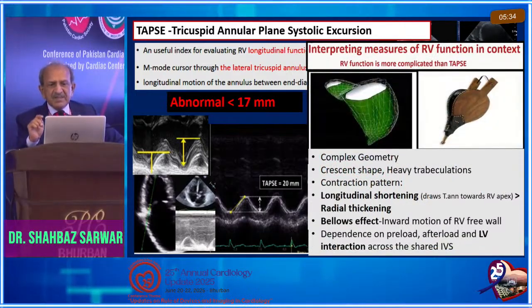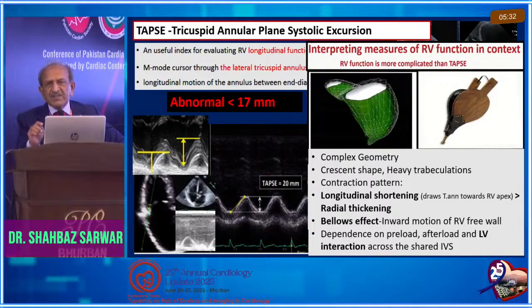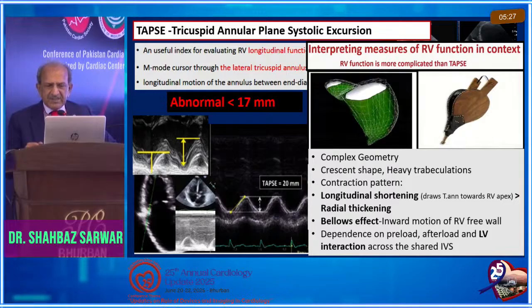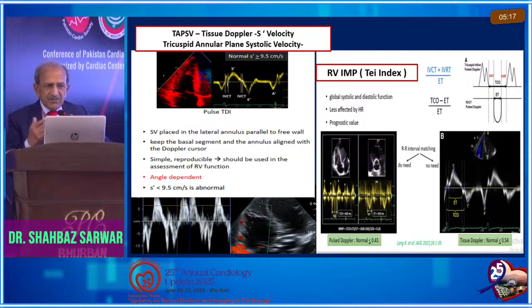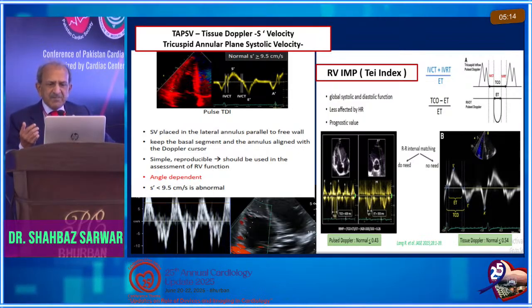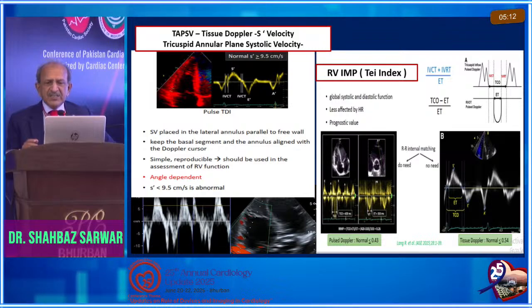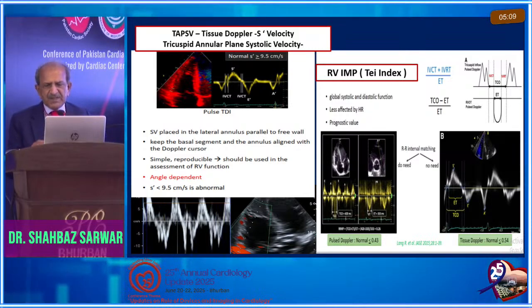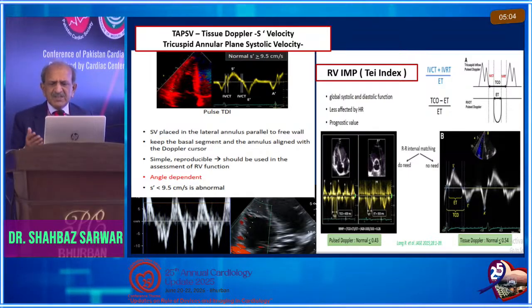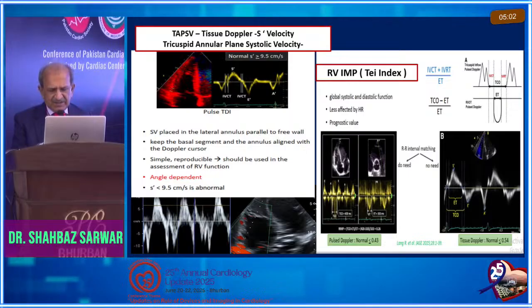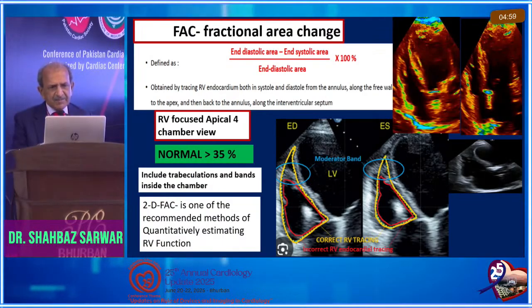But we must remember that interpretation of RV function is not just TAPSE, because of the complex geometry, crescent shape and heavy trabeculations, longitudinal shortening and radial thickening, and all other effects. So we have to do the TAPSE or the S prime, RV IMP or Tei index, and I generally prefer a tissue Doppler measurement of the IMP if I am doing that, but generally that is not a very favored kind of reading for RV analysis.